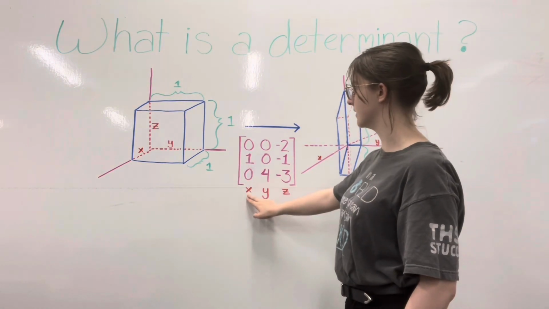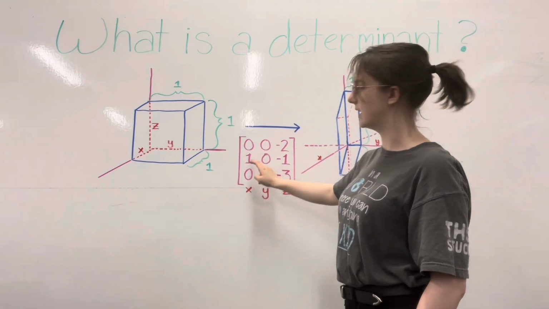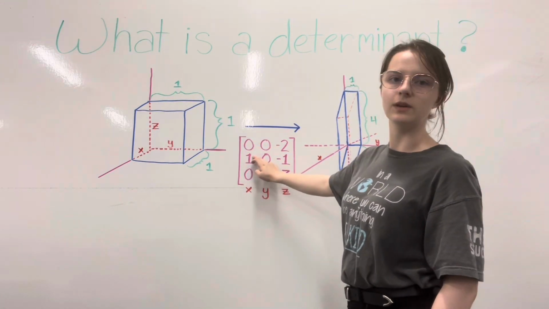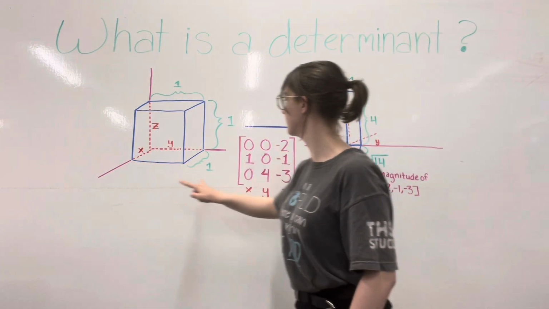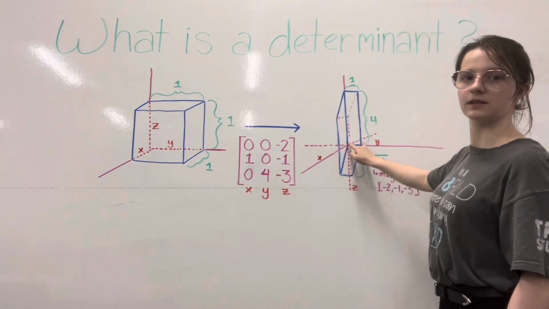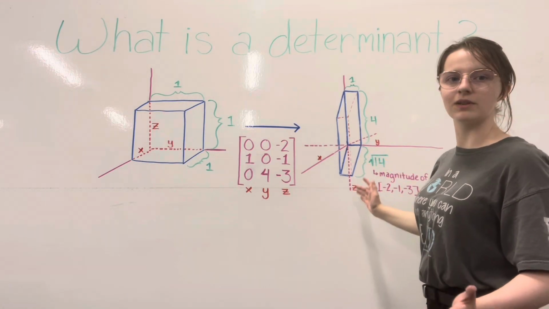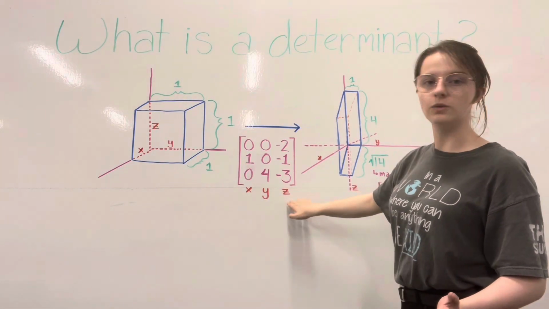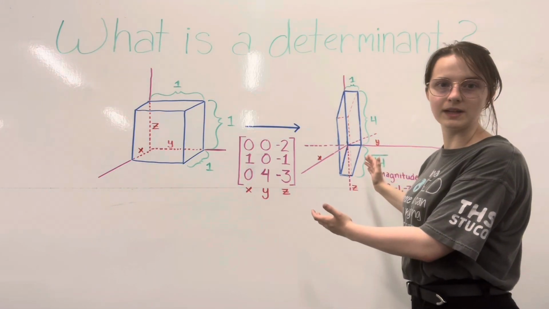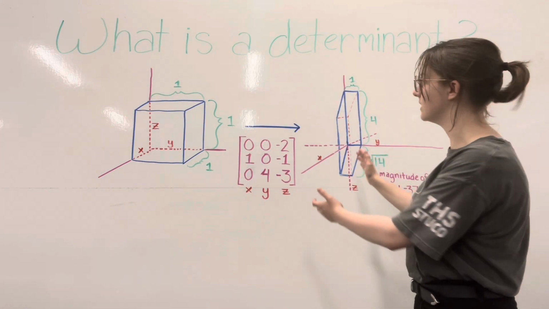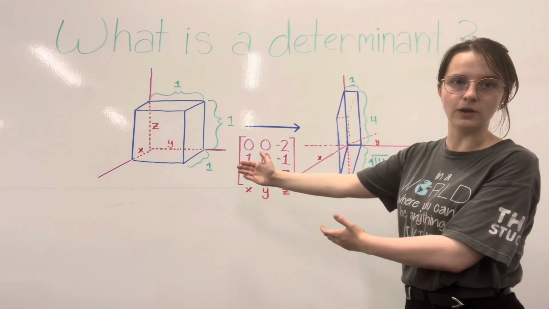For the x vector, it is 0 in the x direction and the z direction and is moved 1 unit in the y direction. So that turns the x vector from this to this. That same principle is applied to the other two vectors to get this final volume. The determinant is the difference in area between the final volume and the original volume.